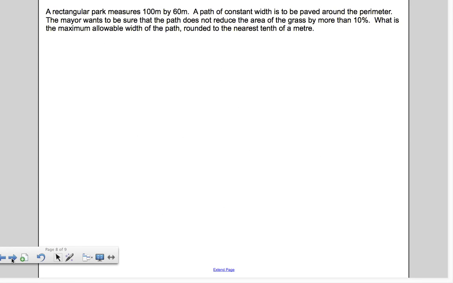I'll just scaffold this one, and then you can see where you can proceed. So a rectangular park that measures 100 meters by 60 meters. What's the first thing you're going to do? Draw a rectangular park. Read the question.